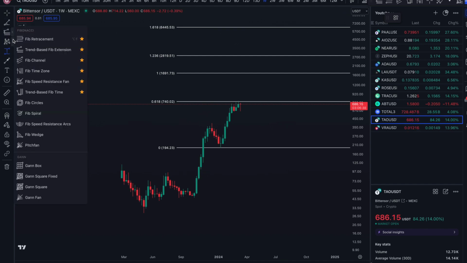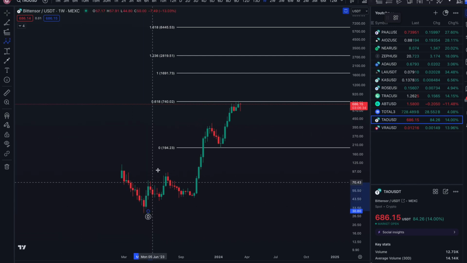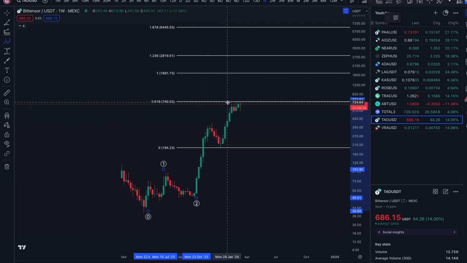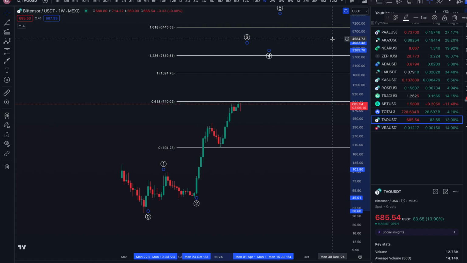If I count this how I think it is, it's a 1, 2, now we're in the third. Obviously the target, the 1.236 between the 1.618, so it'll be somewhere around there, and then we'll probably get a pullback, a 4 and a 5. Okay, so that's my first sort of target for Tau.